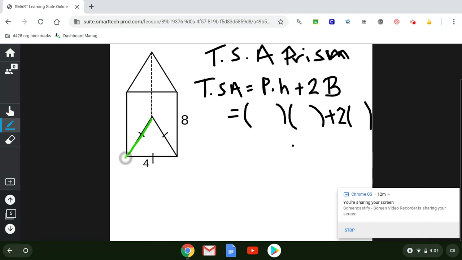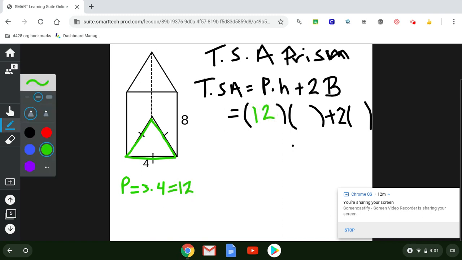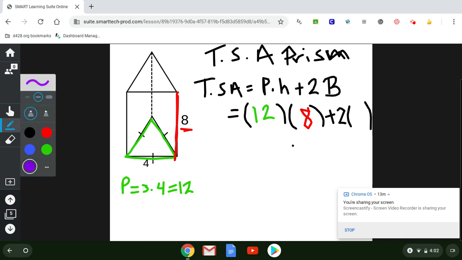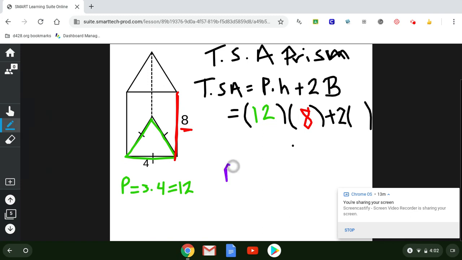Okay, so my base is a triangle. It's actually equilateral because it has tick marks. So it's 4 all the way around. So my perimeter is going to be 3 times 4, which is 12. I'll put that there. And then the height of my 3D solid is 8. So that goes there. And then I have to find the area of the base.